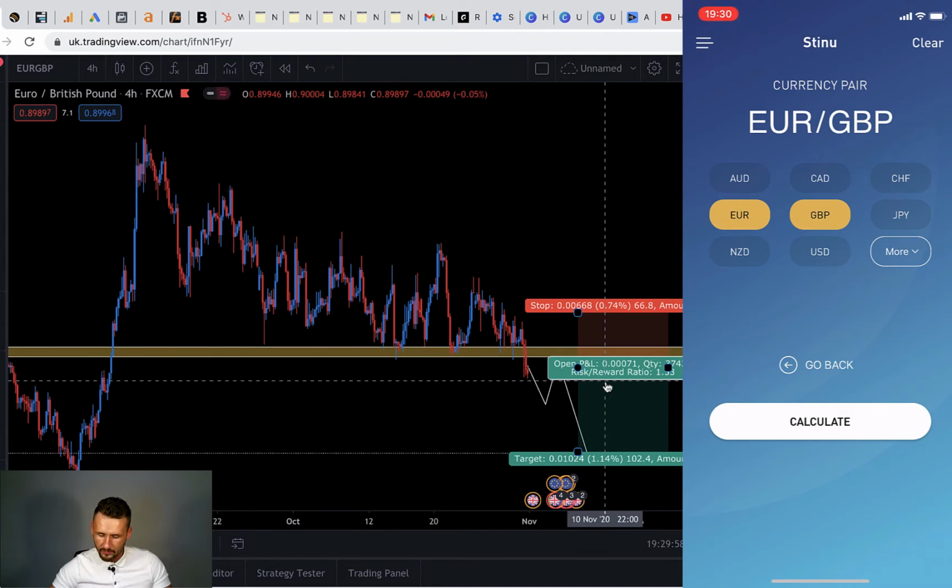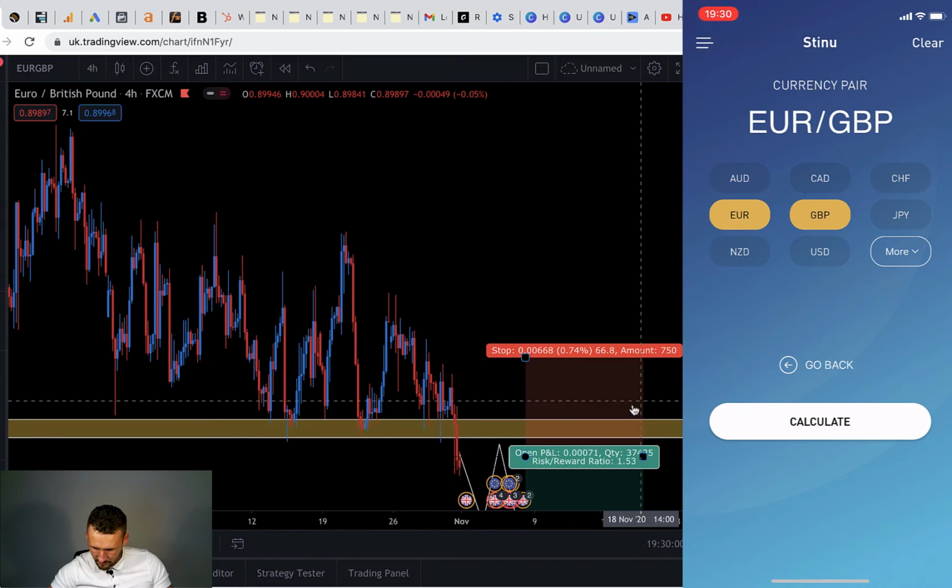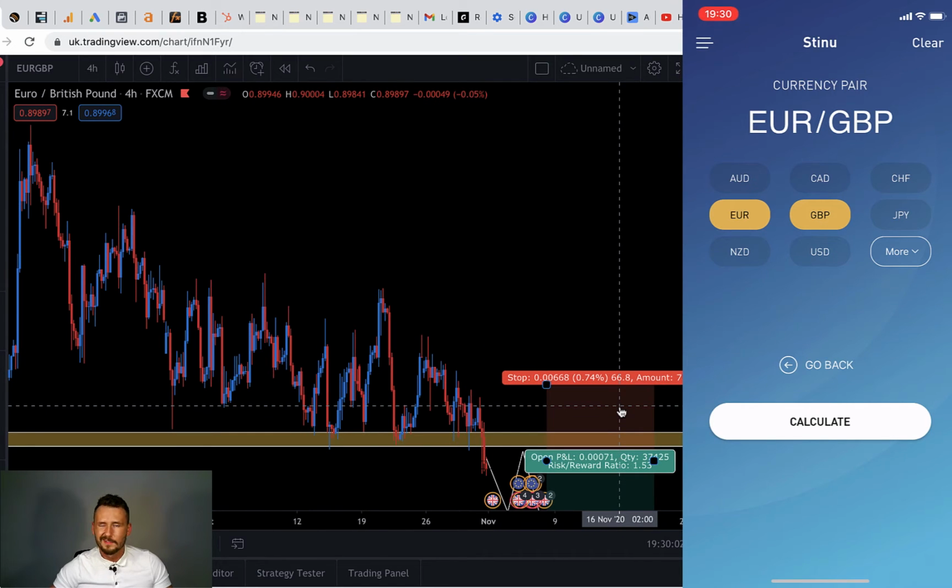So this risk to reward is 1.5, which is alright. Anything less than a 1-to-1, don't even bother with. If you're a beginner, try and look for a 1-to-1, and then as you get more comfortable and you start getting a few more wins under your belt, start looking for 2-to-1s, 3-to-1s, 4-to-1s. Sometimes you may even get 8-to-1s.